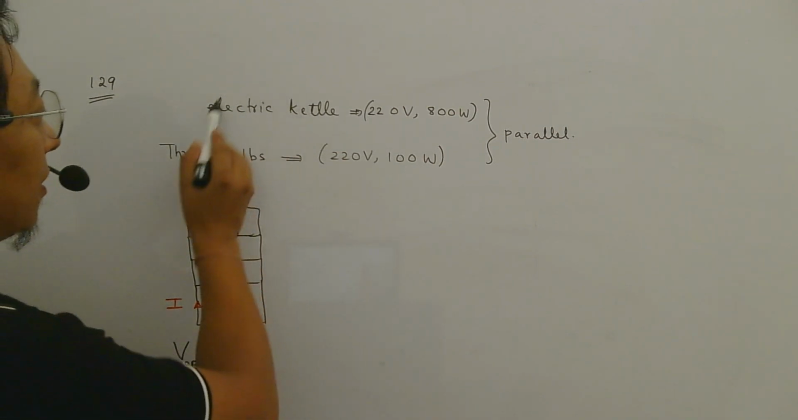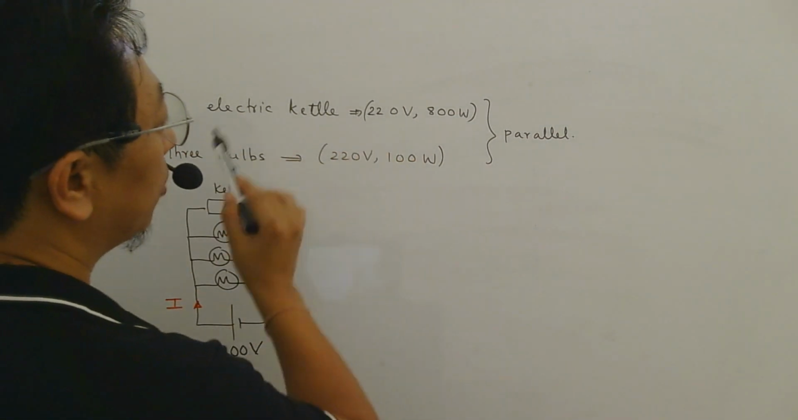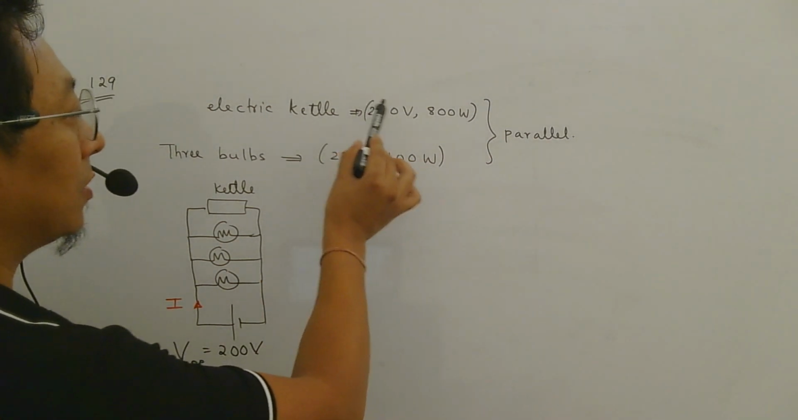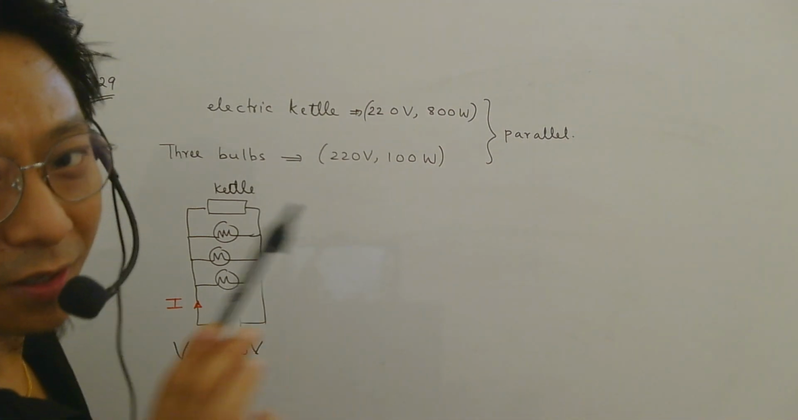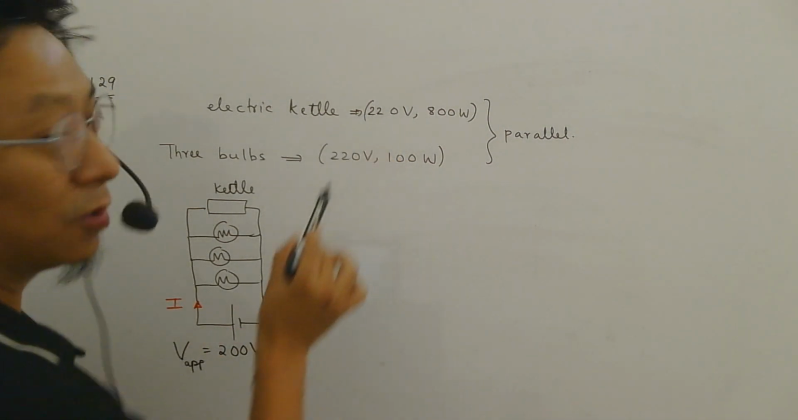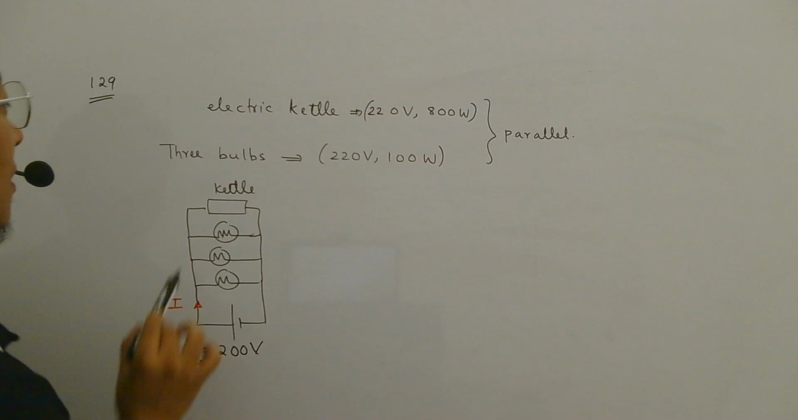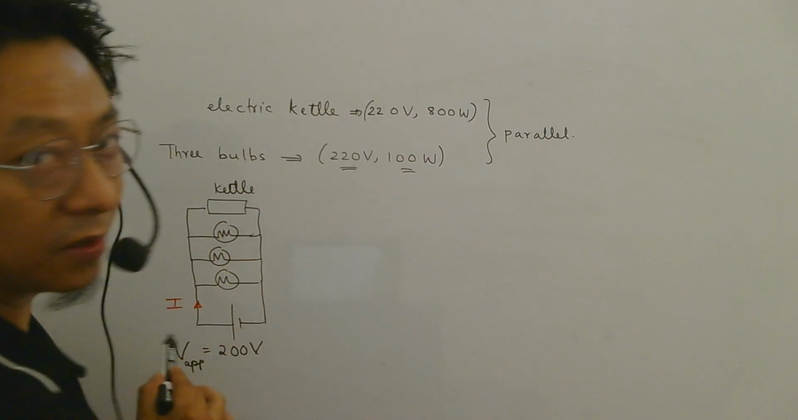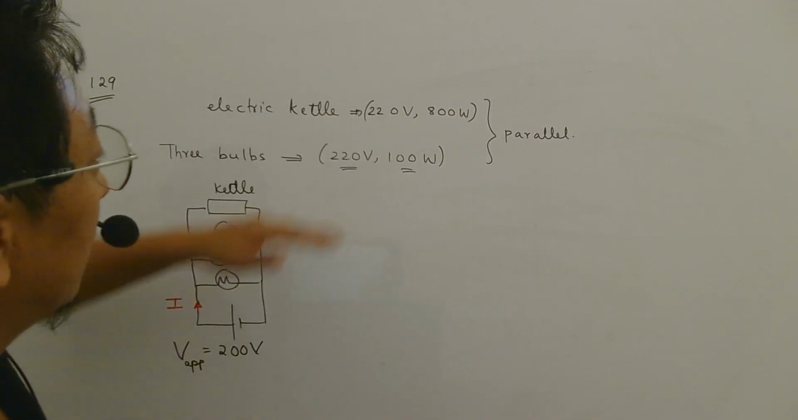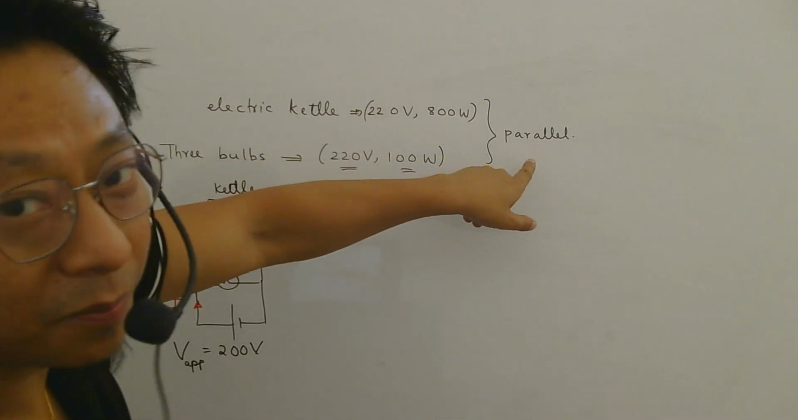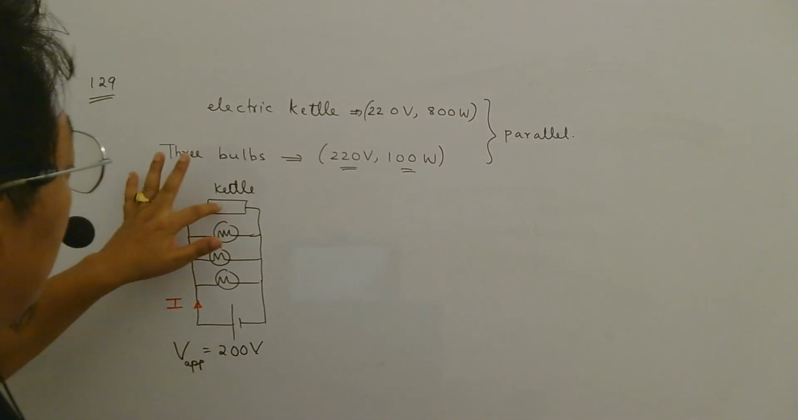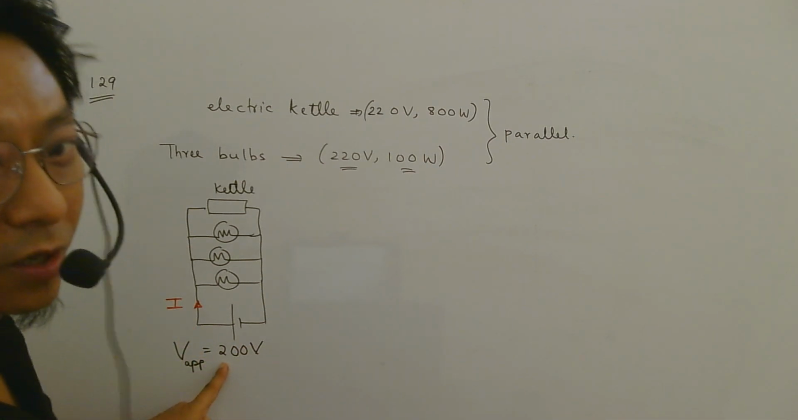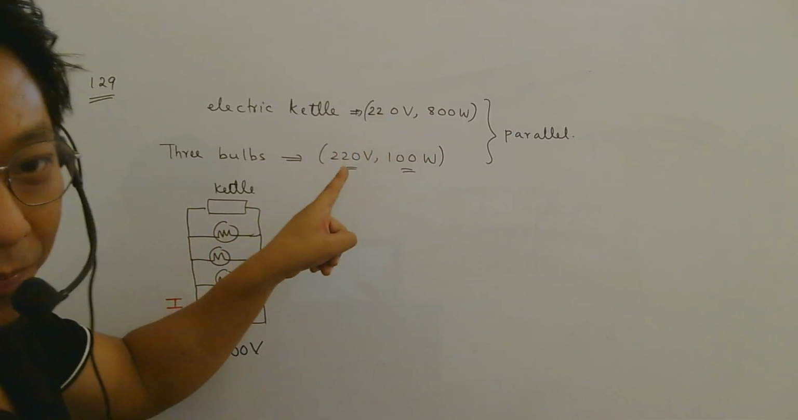It says there is an electric kettle whose rated voltage is 220 volt and rated power is 800 watt. So if you apply this much voltage, it will consume this much power. In the book, by mistake, I have given here as 20 volt. Okay, so change it. And there are three bulbs. Each bulb has rated voltage and power, 220 volt and 100 watt. Now these four things are connected in parallel as shown here. One kettle, three bulbs.